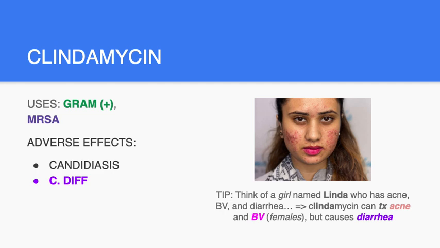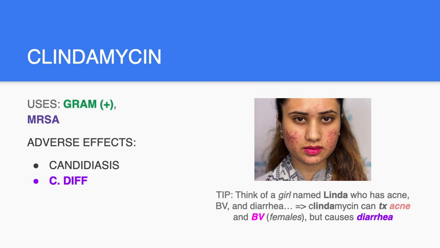So the next medication that we're going to review in our bacteriostatic antibiotics is clindamycin. This medication is primarily used to treat gram-positive pathogens as well as MRSA. Adverse effects of clindamycin are candidiasis and C. diff. So C. diff is a huge one, so I've highlighted that in purple for you. And that is that infection which causes extreme diarrhea, and it can be really harmful, especially in older patients. So we probably want to avoid this medication if there's something else that we can give, just as it is really linked to that type of infection.